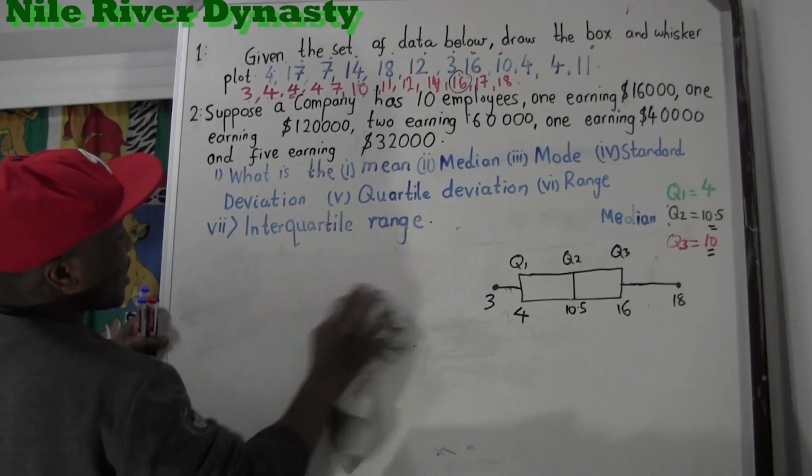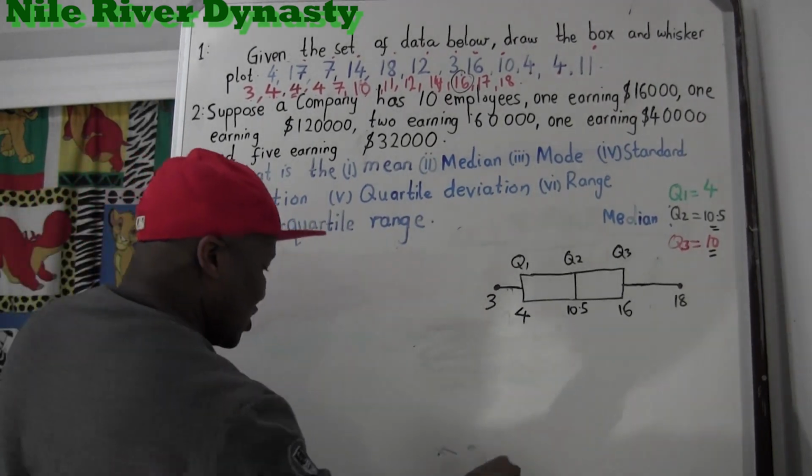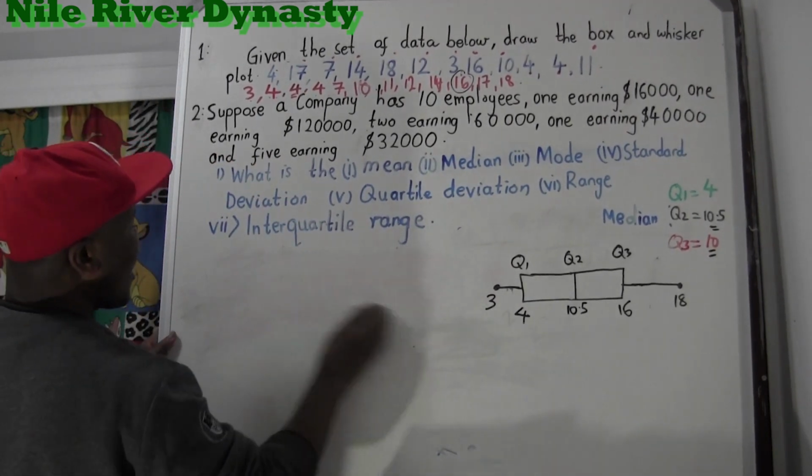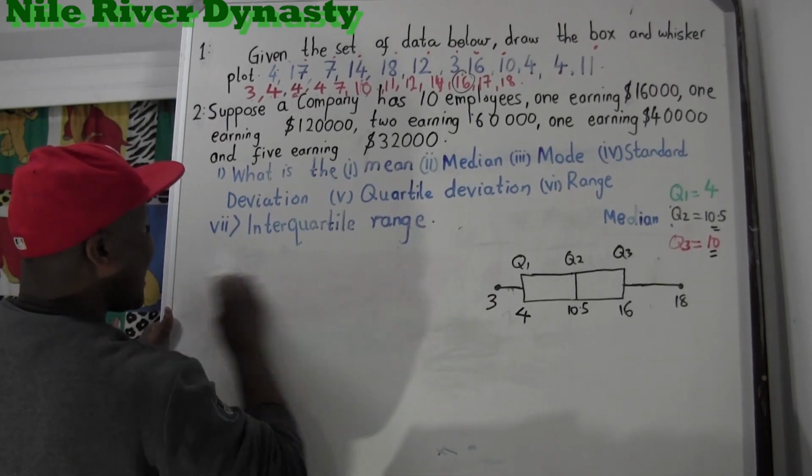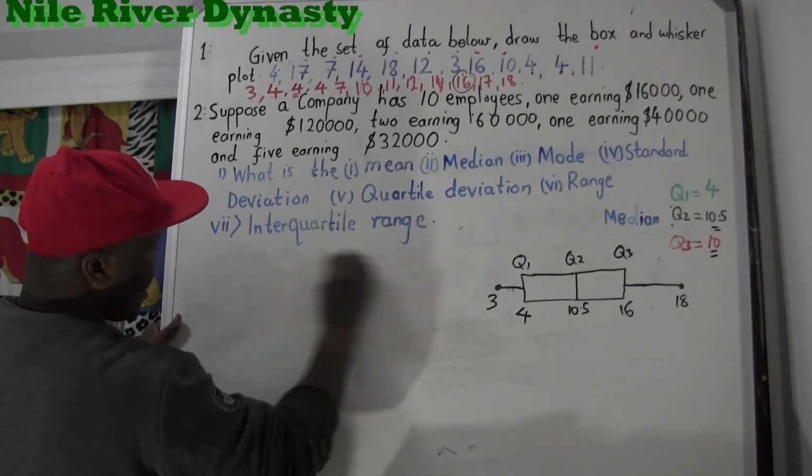So sometimes they ask, okay, what is range? Or what is quartile 1? We know how to get quartile 1. Now let's get range and interquartile range.